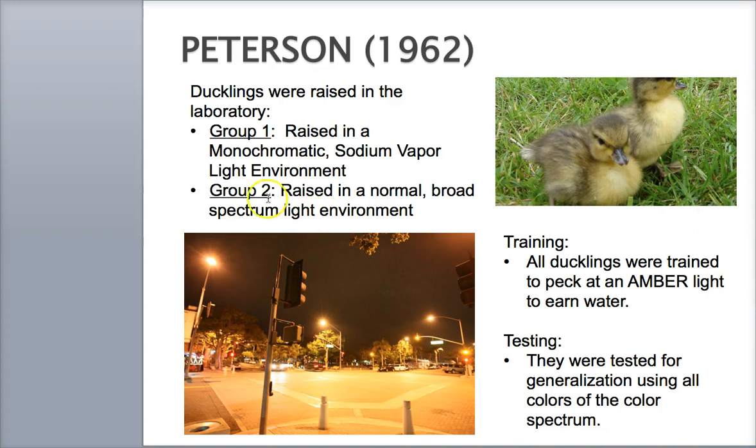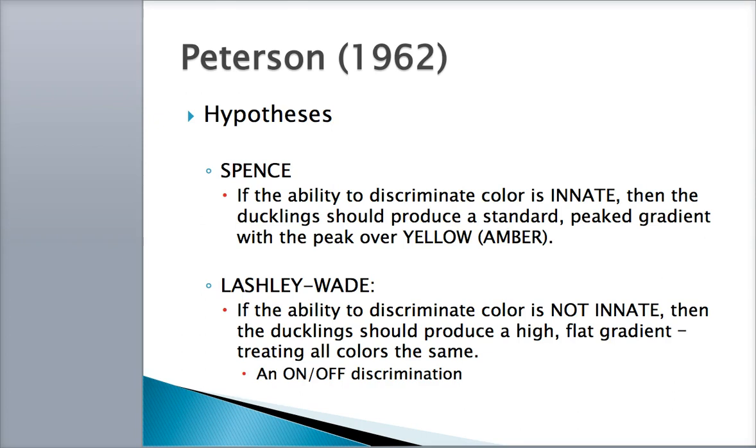And so for group 2, they've seen these colors before, but this is the first time they see them on the key. And for the ducklings raised in the monochromatic sodium vapor light environment, they now see color for the first time. And the hypothesis is that if Spence is right, Spence said, if the ability to discriminate color is innate, then they shouldn't need experience with all the colors, that they should still produce a standard peak gradient with a peak over amber because that's what they learned.